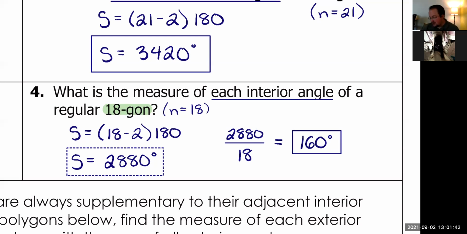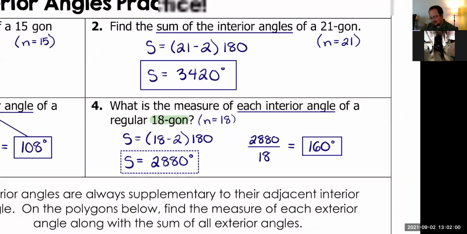Now remember, this only applies to regular polygons. There are things known as irregular polygons, where the sides aren't all congruent. They're still considered a quadrilateral, pentagon, things like that, but it's not considered regular unless all sides are the same.